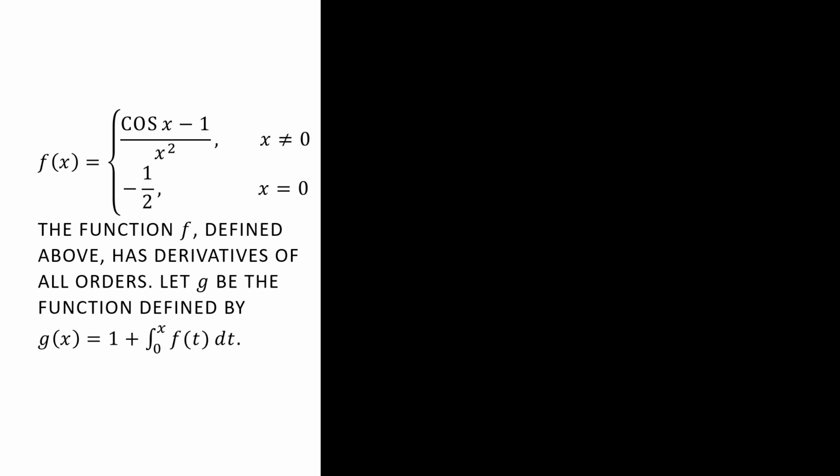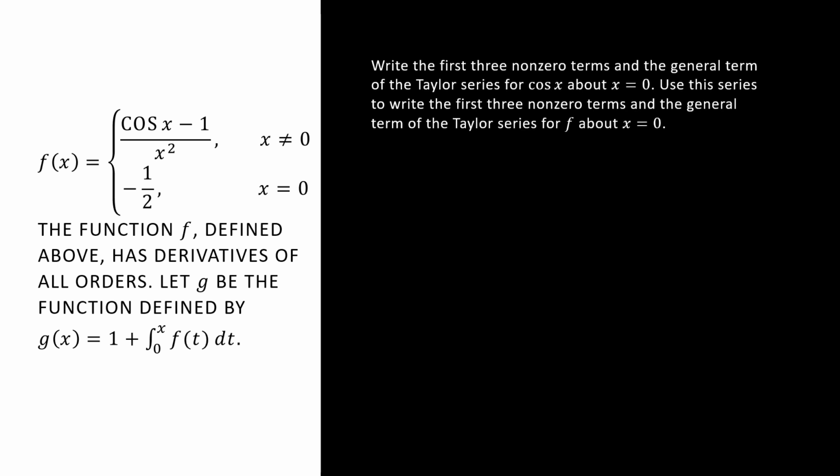And it says that f has derivatives of all orders. And then they give me a function g given by 1 plus the integral from 0 to x of f of t dt. All right, so the first question says, write the first three terms and the general term for the Taylor series for cosine about x equals 0. And then use this to write the first three terms for f.